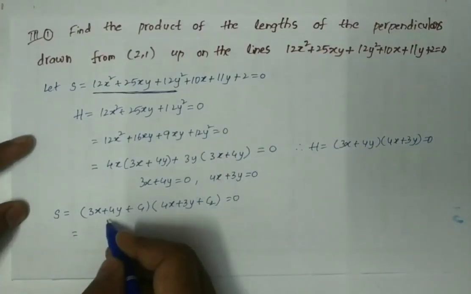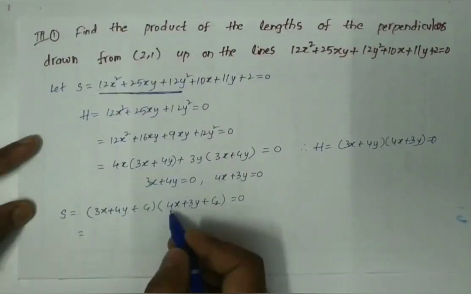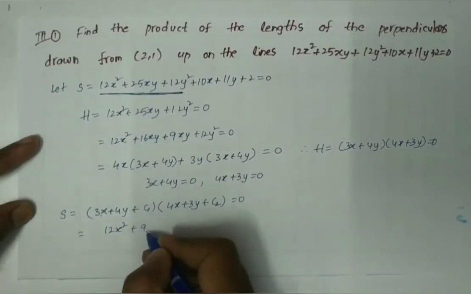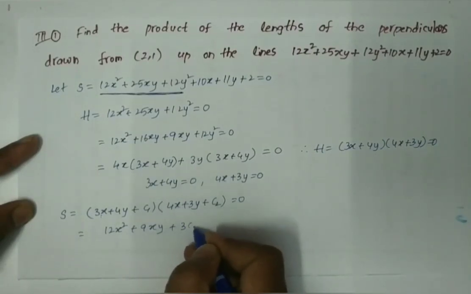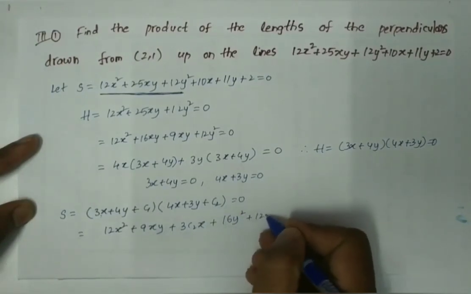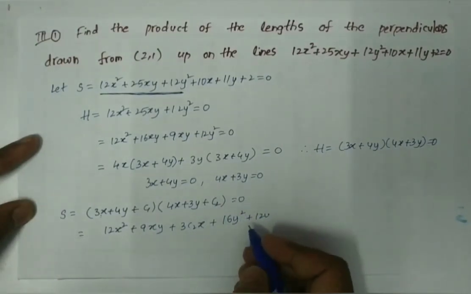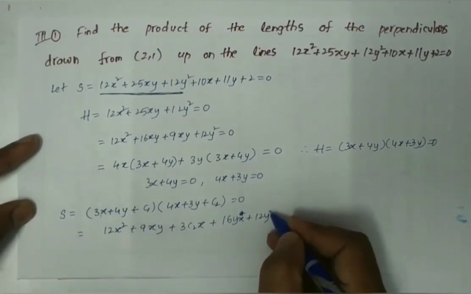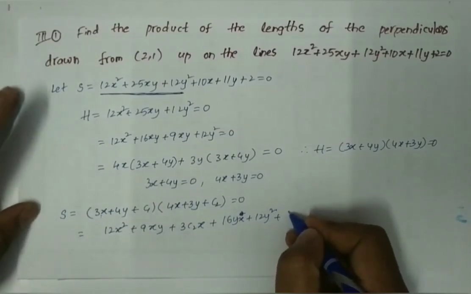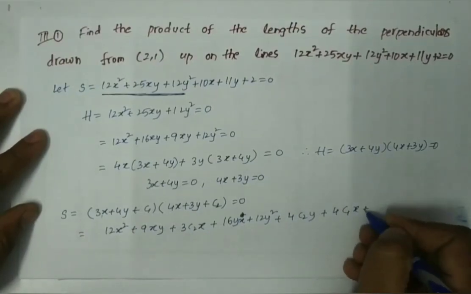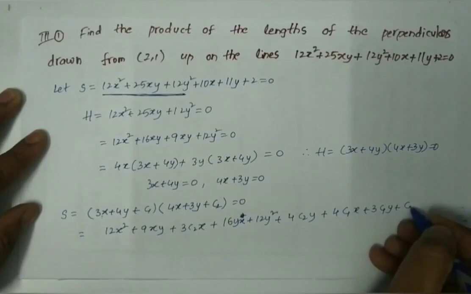Okay, now by multiplying on the right hand side, here we get 3x into 4x, 12x square. Then 3x into 3y, 9xy, plus 3c2x, plus 16xy, plus 12y square, plus 4c2y, plus 4c1x, plus 3c1y, plus c1c2.